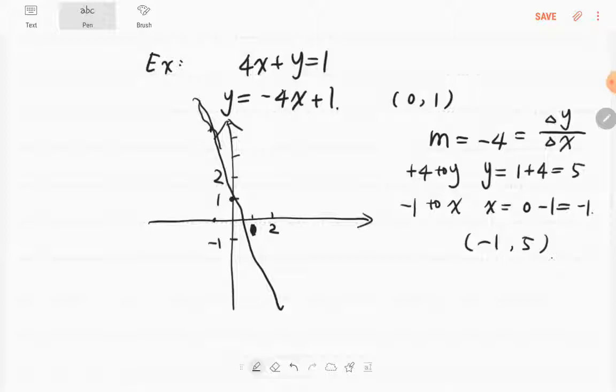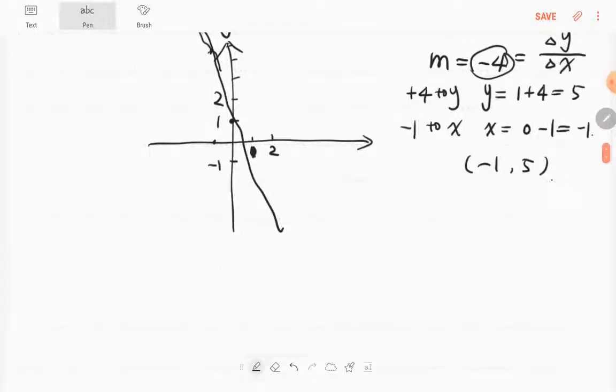Because plus 4 divided by negative 1, we will get this slope. So if we increase y by 4 units, then we should decrease x by 1 unit to make sure the slope is just this, meaning change in y over change in x. So we decrease x by 1 unit, from 0 minus 1 to be negative 1. We will get negative 1, 5.